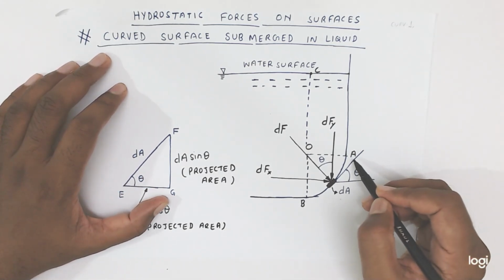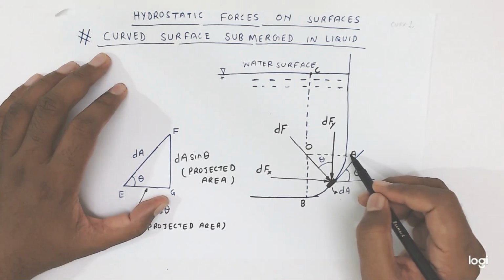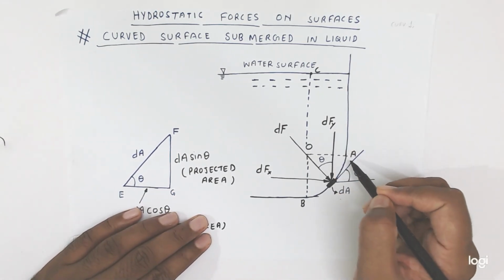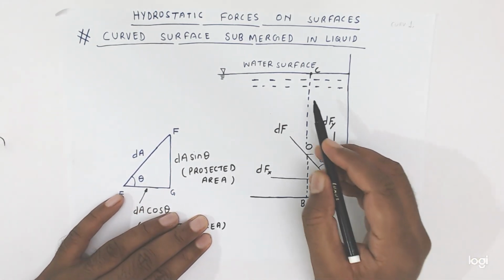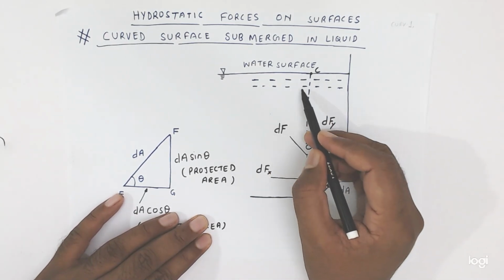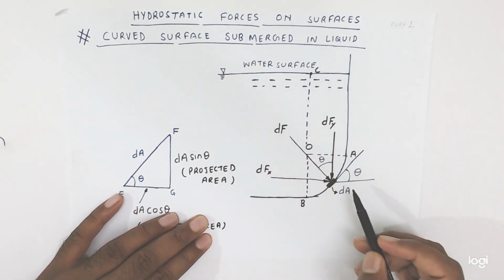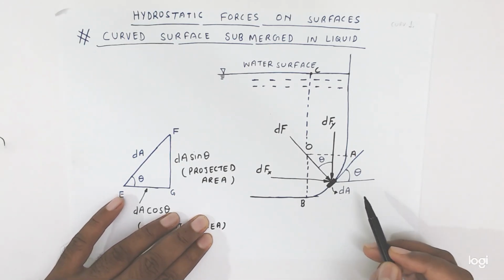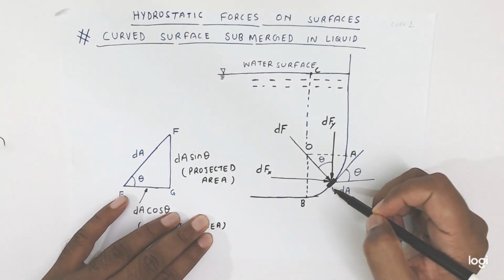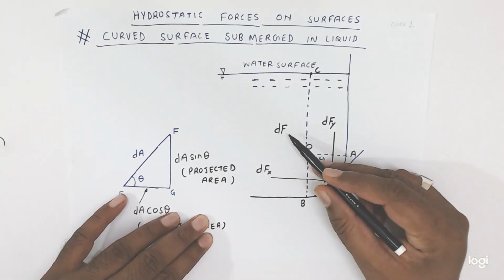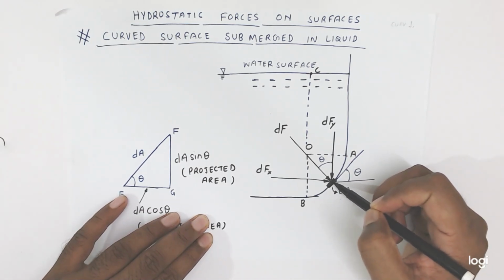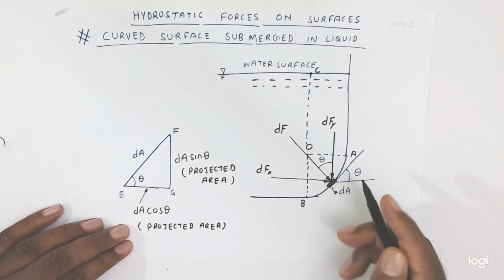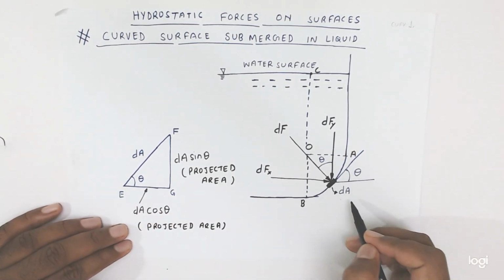Here we will take one curved surface AB which is inside the liquid. This is the curved surface AB, and this is the liquid. Its density is equal to rho, and we will take one small element on the curved surface, dA. Okay, friends, the normal force dF is working on the element. This is the normal force dF, and this small element has area equal to dA.